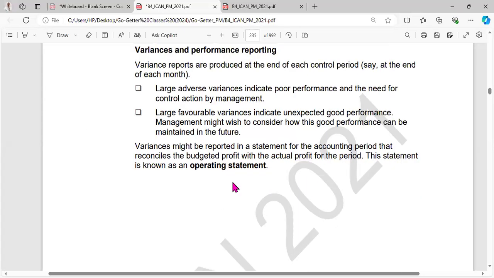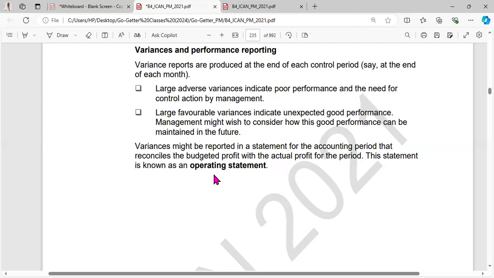Variances might be reported in a statement for the accounting period that reconciles the budgeted profit, the original profit, with the actual profit for the period. And that is what we call the operating statement. This statement is called the operating statement. Sometimes they will call it a reconciliation statement.